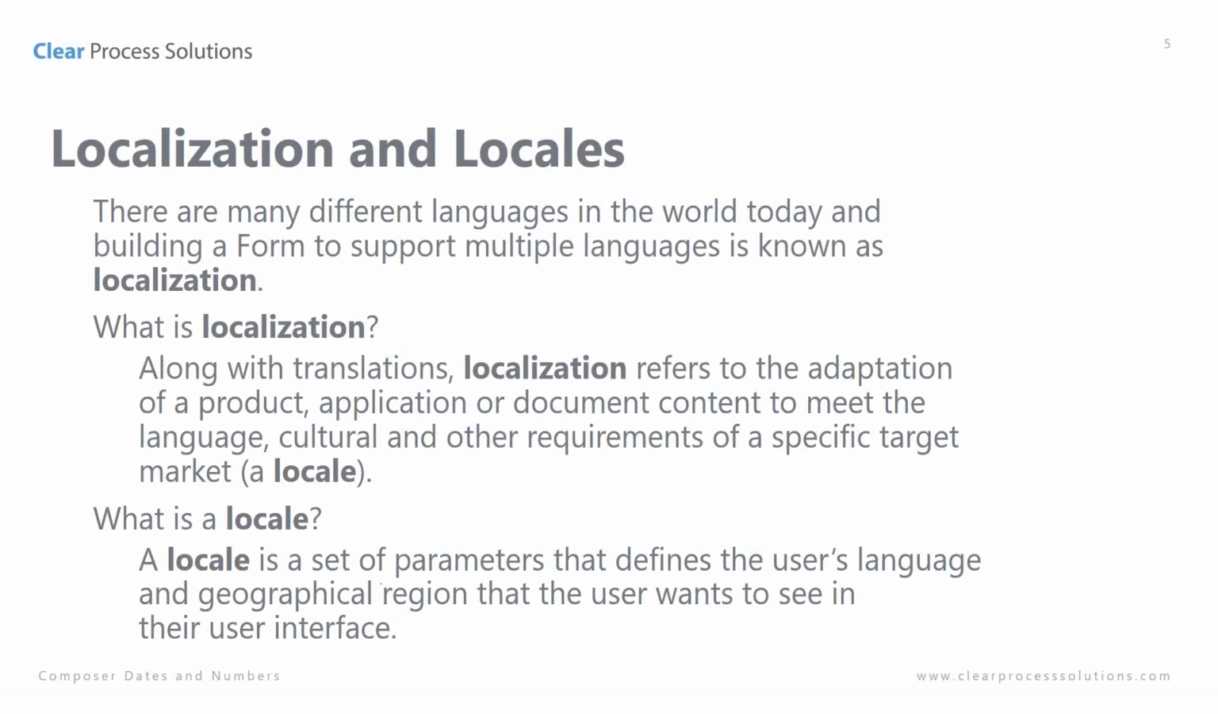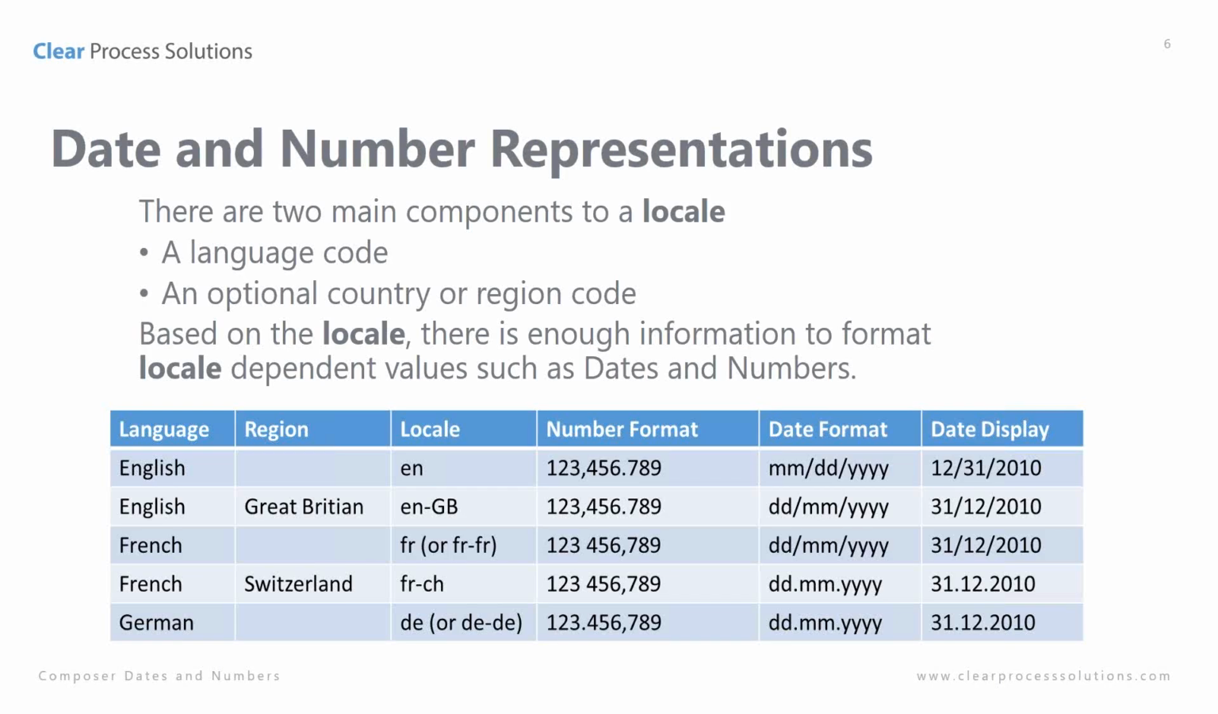Locale is used to define not only the language, but actually the location or geographical region that a user is in, because you could have the same language but in different geographical regions, you could have different representations of the data. So it's just a different setting that gets looked at to determine what the format should be for these dates and numbers. There are actually two components to a locale: a language code, and then the optional country code or region code. Based on those two settings, you get different formats that you want represented on your form.